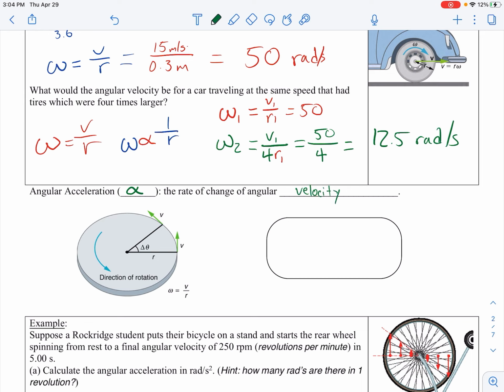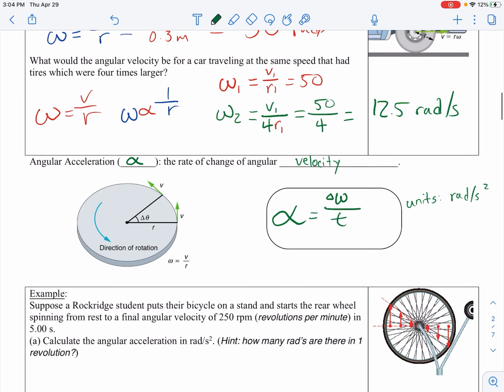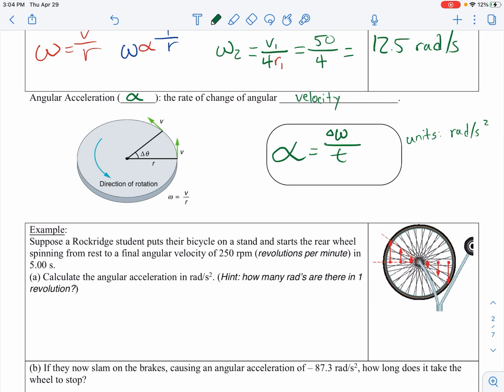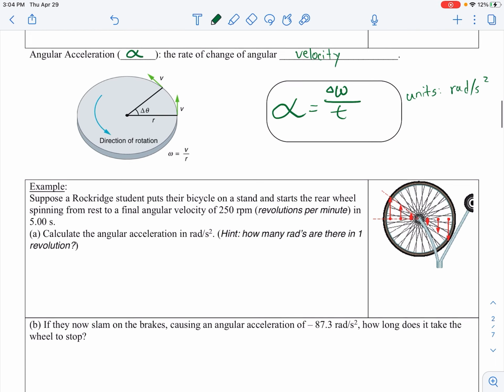All right, so if we speed up the circular motion of a car, or a wheel, or a circle, this is going to be angular acceleration. And we can define this formula as alpha equals change in angular velocity, omega, divided by time. And just like in kinematics, our units are rads per second squared. Again, the nice thing about this is a lot of our formulas are analogous to each other in circular and linear motion.